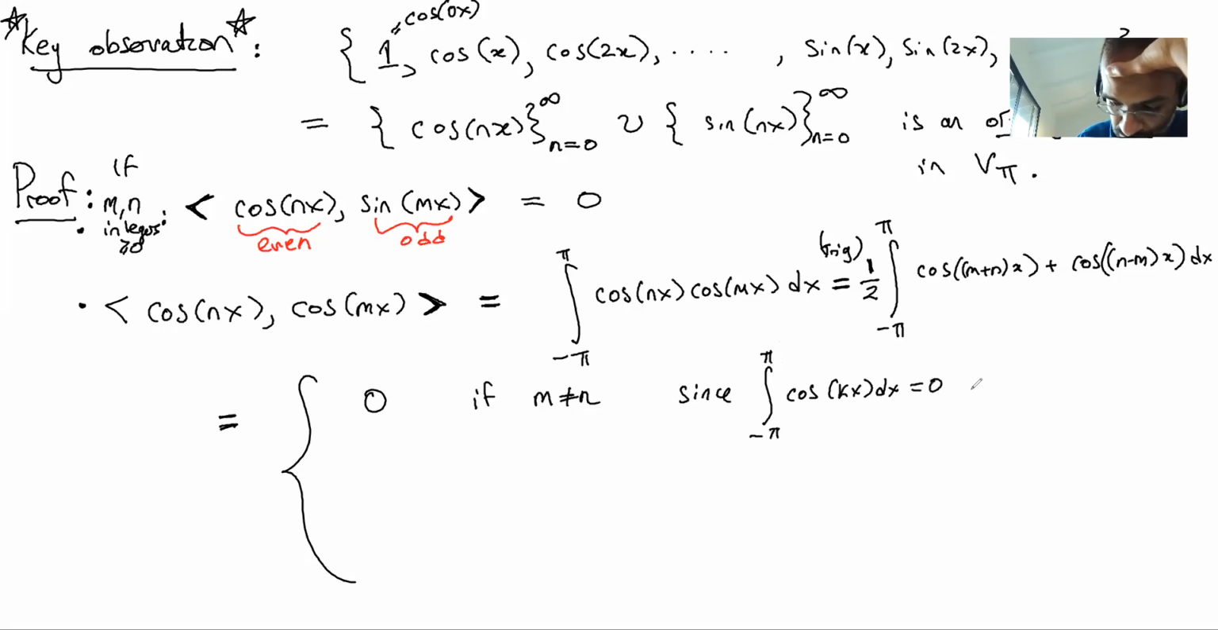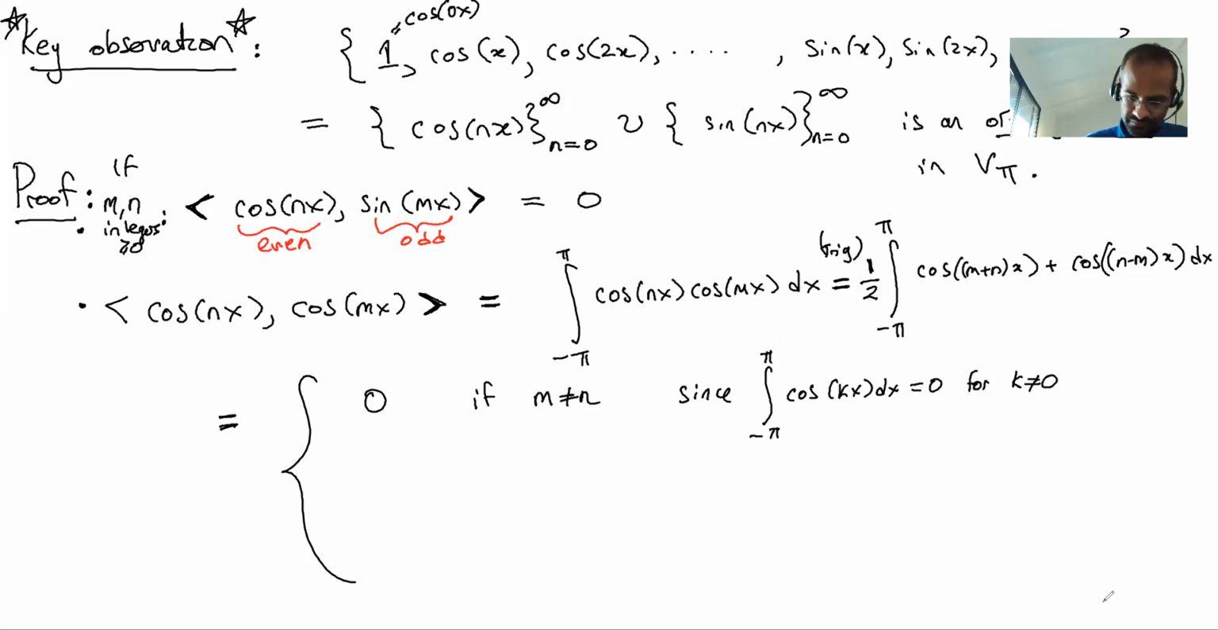And this is just 0 when k is not 0. You can just do the integration. I will not bore you with it here. Okay, so if m is different from n, this is 0. So any questions about that case?